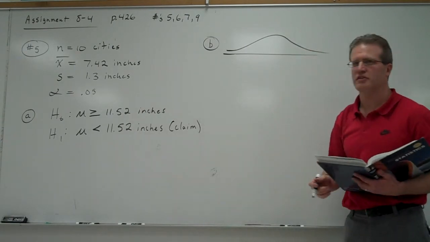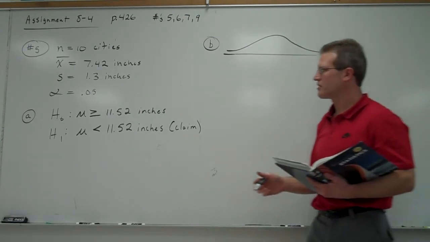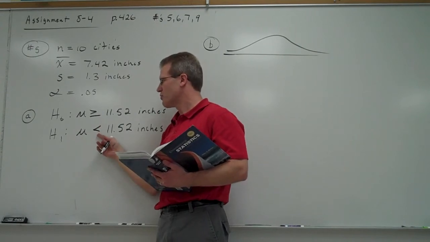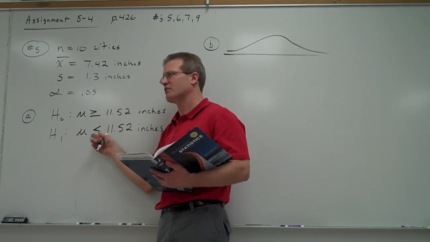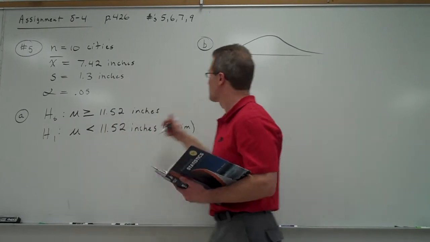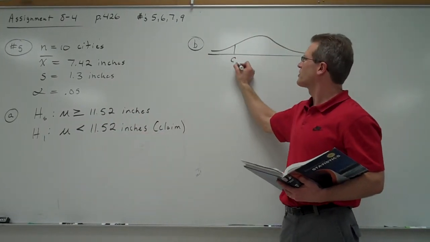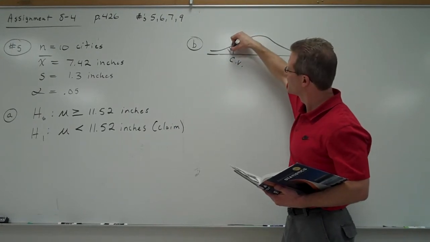Is this a one or two tail test? One tailed, yep, because it's got a greater than or less than. Now it's got a less than, which means it points to the left. You look at the second line, the alternative hypothesis. It points left, so we're looking at a left-tailed test. So my critical value is going to be right here.